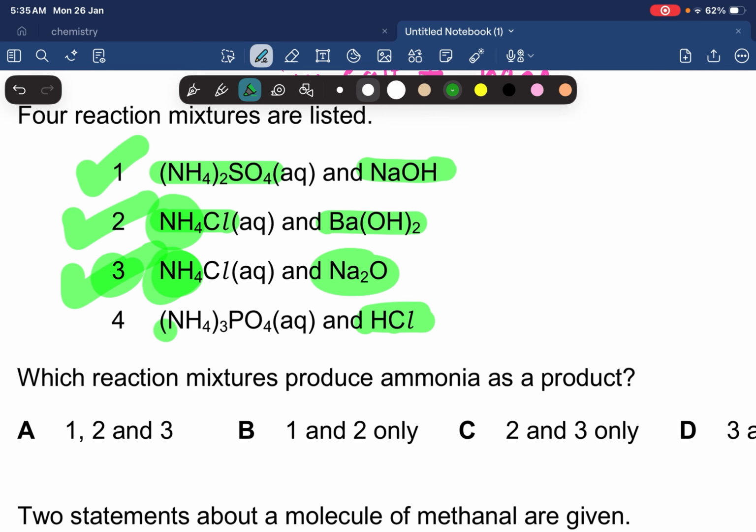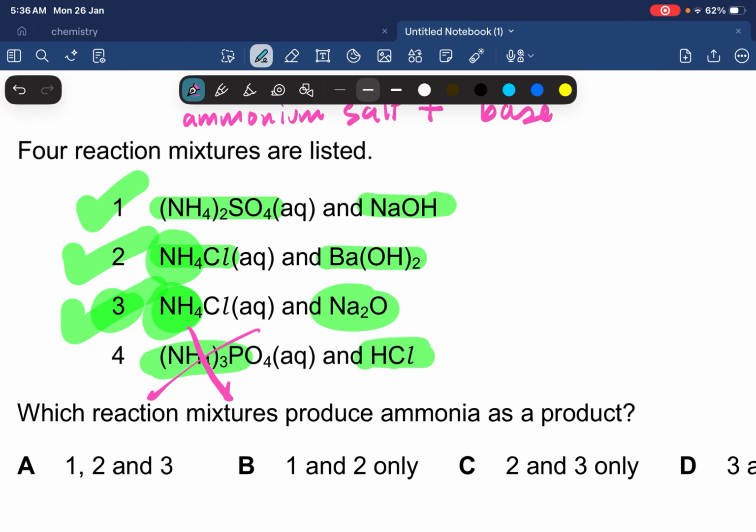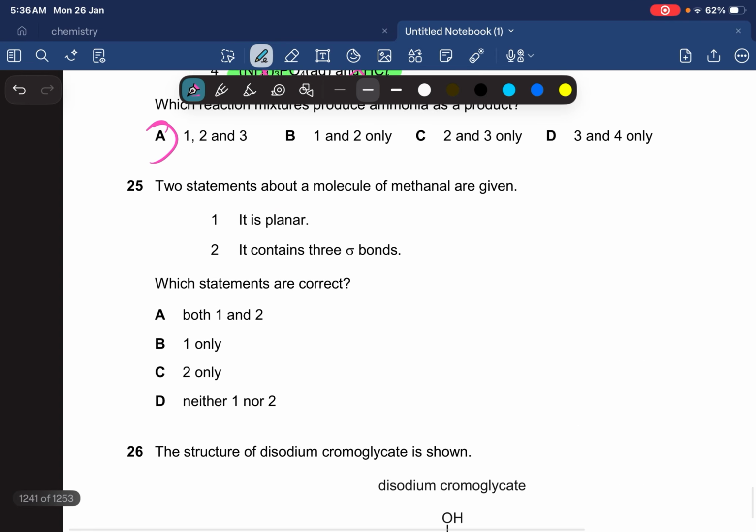HCl also donates protons and ammonia might also donate protons. So this reaction is not going to happen because you have both acids, right? So 1, 2, and 3, which is option A for 24. So all these three reactions are going to occur, right?